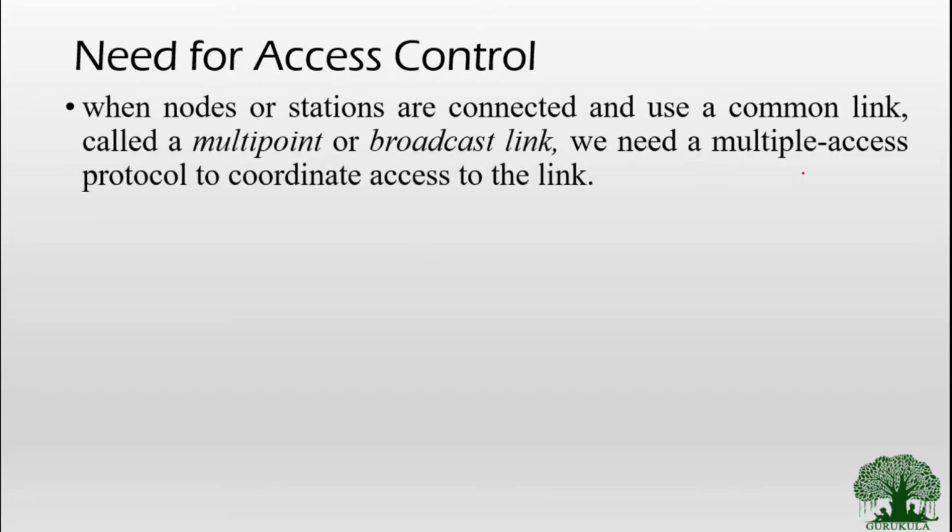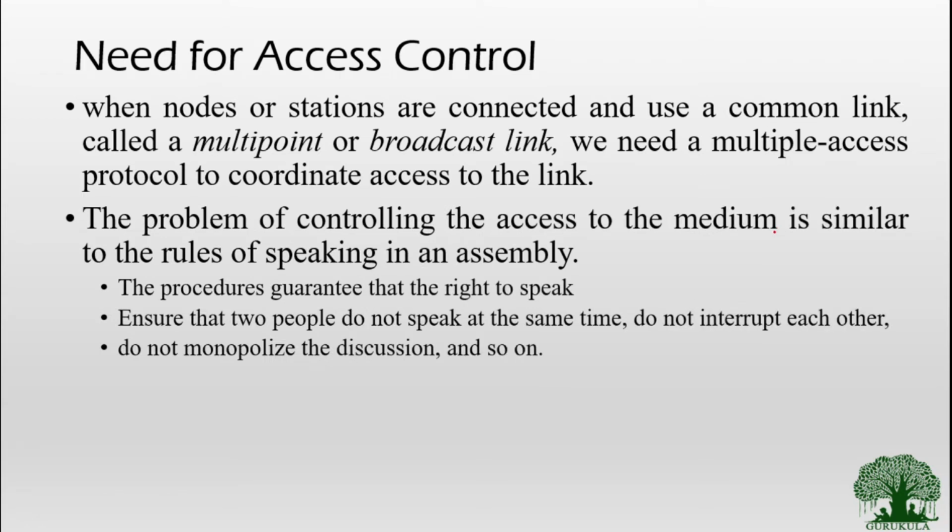In a network scenario, when multiple nodes or stations are connected using a common link, we need a multiple access protocol to coordinate the access. This problem can be framed by imagining people talking in an assembly. While framing an access control mechanism, we should ensure that all the people have a right to speak. We should not deny anyone from talking to others. The second point is that we should ensure that two people do not speak at the same time, so as to avoid collision between them.